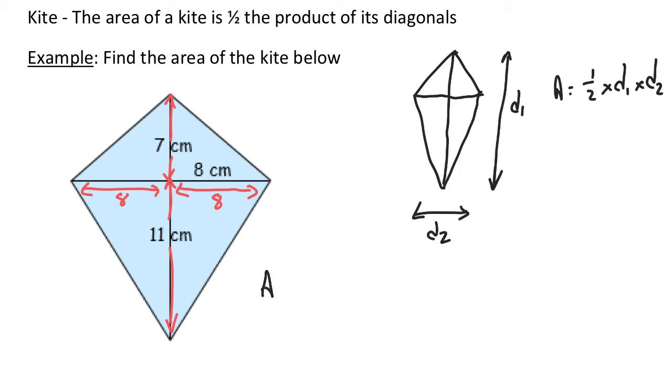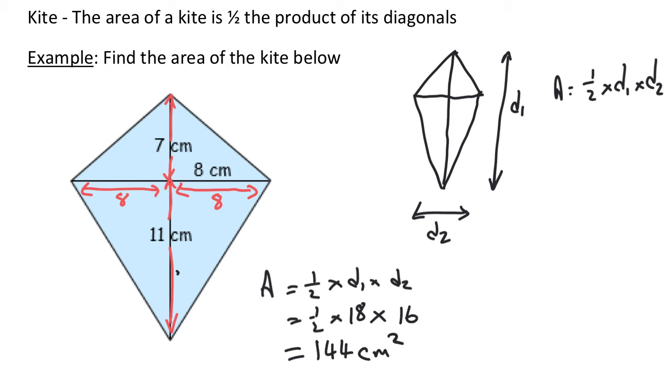So what we've got is area equals a half of the product of the diagonals. So that's going to be a half times, now the first diagonal is 11 plus 7, so that's 18. So it's a half of 18 times, and then the horizontal diagonal of the kite is 8 plus 8, which is 16. So it's a half of 18 times 16. So 18 times 16 is 288, and a half of that is 144, and that's squared centimeters.